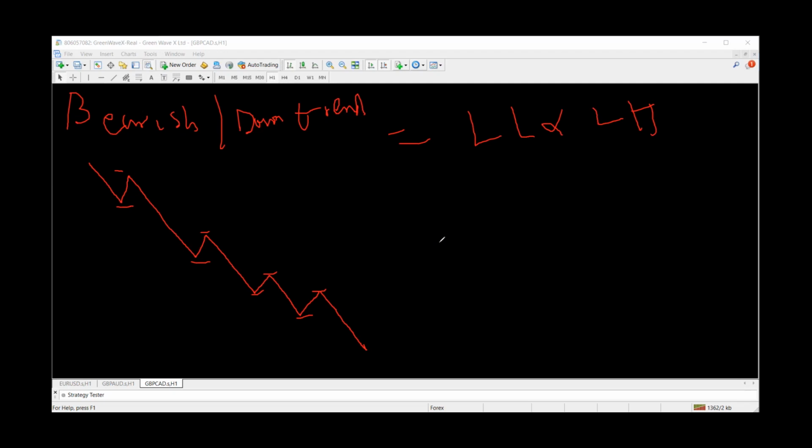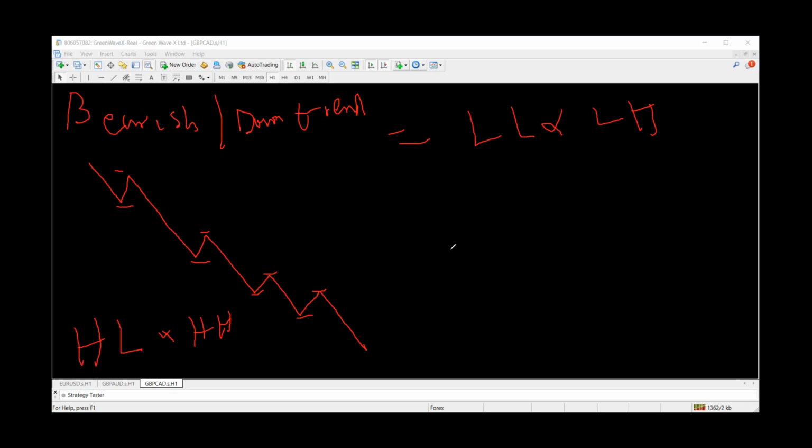All right, so what we are trying to do here is just define some terms. A bullish trend is when you have price exhibiting the properties of higher lows and higher highs. It's giving us higher highs and higher lows. But for a bearish trend, it's giving us lower lows and lower highs.